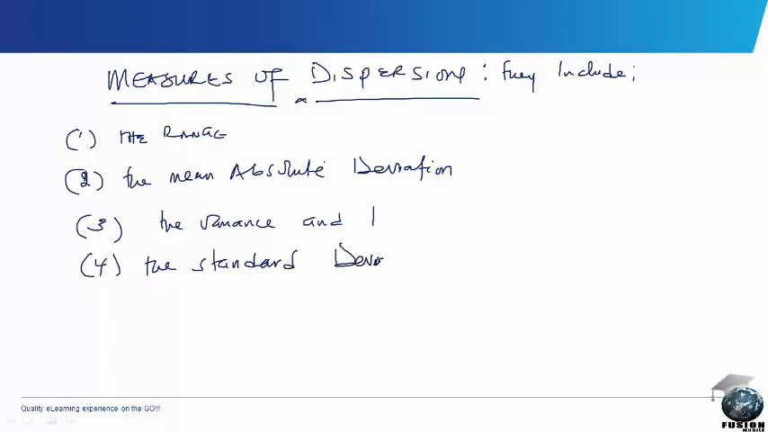So we will have to define them, and while we define them, we will carry out some examples. We'll carry out one example for grouped data and one for ungrouped data. What we'll do here is take to the next slide. We'll start with the range.